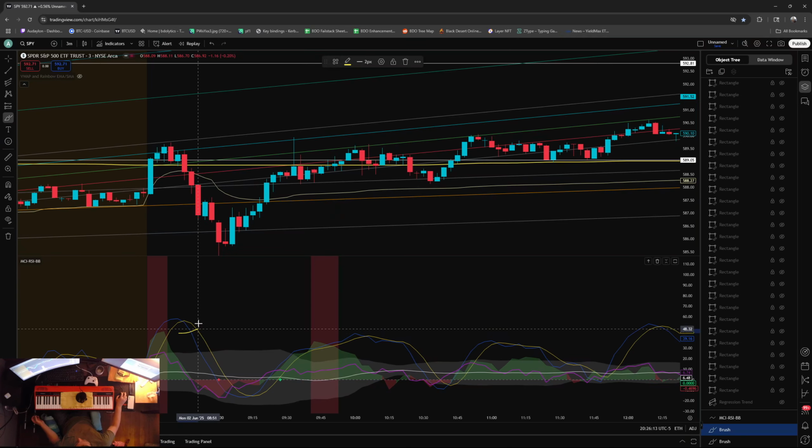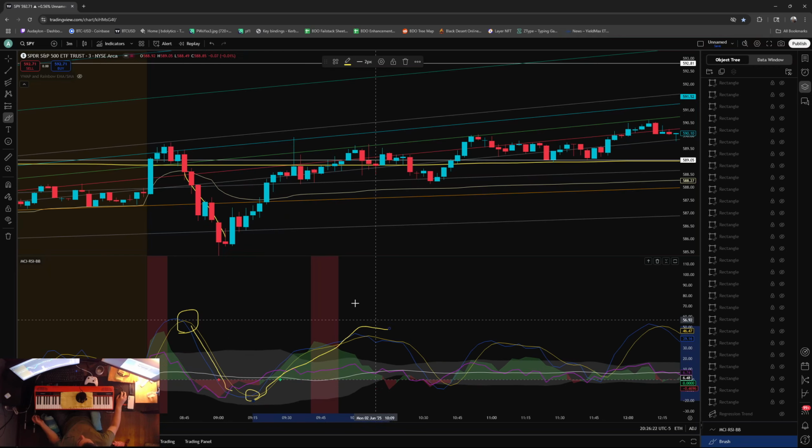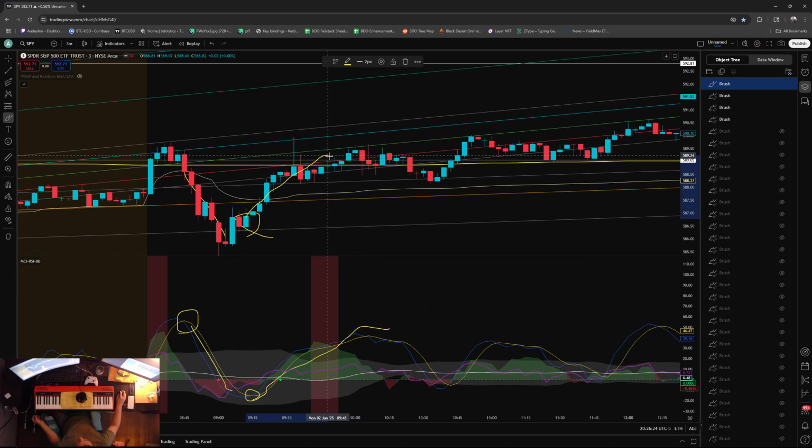If it crosses down, maybe you can enter into a put and ride the wave down. Okay, well, if it crosses up, maybe you can enter a call and ride the wave up. A baby could do this. All right? That does not mean you will make any money.